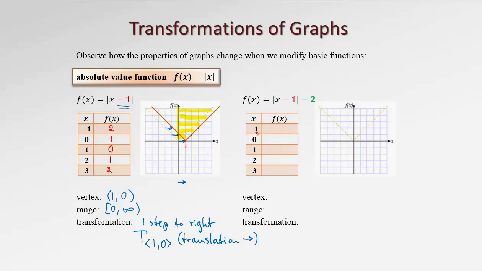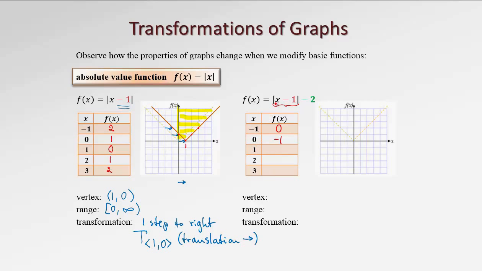If x is negative 1, notice that the first part of the function we already calculated in the previous table, so we could take advantage of it. The value would be 2, and then we subtract 2, so we overall have 0. If x is 0, then this absolute value expression is 1 minus 2, overall is negative 1. And obviously you're welcome to calculate this on your own.